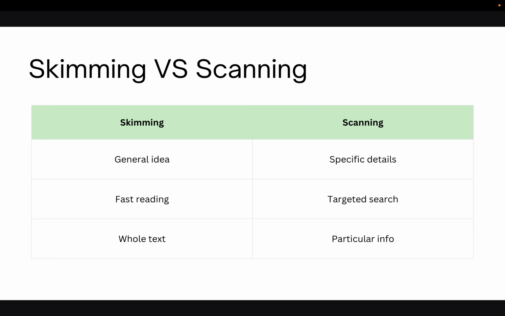So, as simple as this table, the difference between skimming and scanning. Kalau skimming, you want to know the general idea, but for scanning, you want to search for the specific detail. For skimming, it is fast reading and you skim the whole text, but for scanning, you do a targeted search for particular info only.